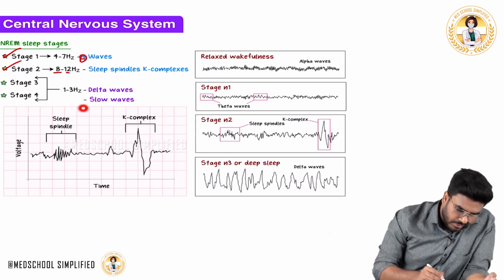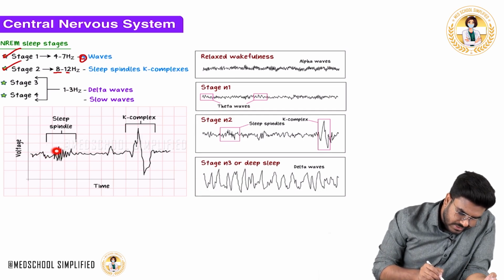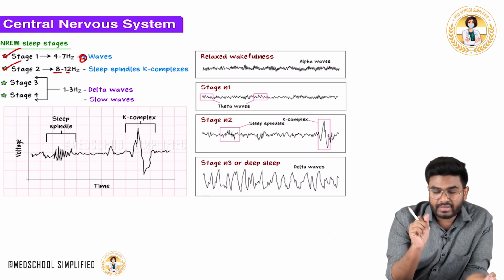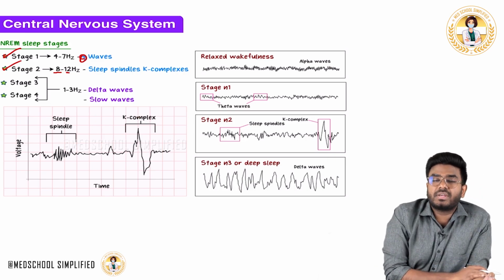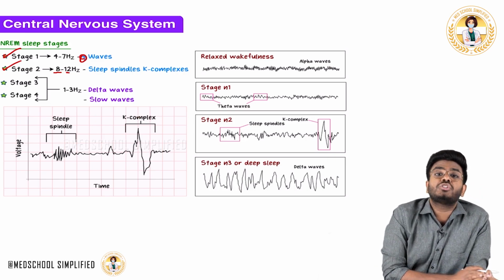Okay, if someone gives you this kind of image, here you are saying there is a sleep spindle and there is a K complex. Okay, the waves are wide and away. Now there is a sleep spindle and K complex. Whenever you see sleep spindles and K complexes, they are seen in NREM stage 2.